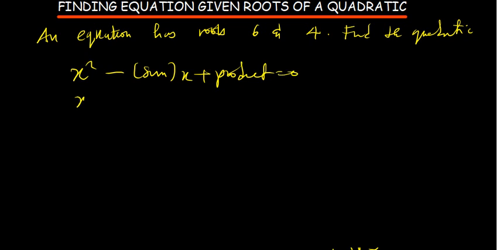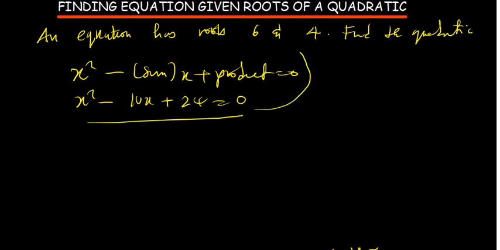So this will be x squared minus the sum. The sum, we have 6 plus 4, which is 10x, plus the product, 6 times 4, which is 24, is equal to 0. So this equation that you're able to see here, if you solve it, is going to give you these two roots, 6 and 4. Basically, that is how you find an equation given the two roots.